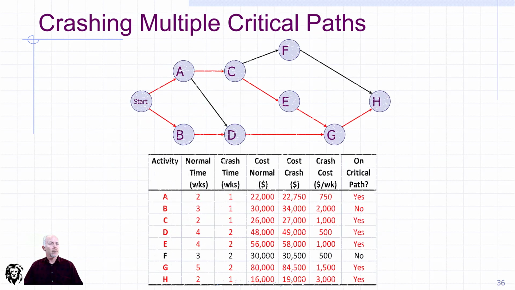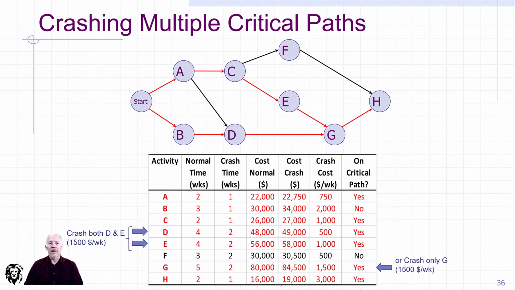So let's look back at what we're at now. We've updated it for the crash that we executed. We now have 2 critical paths, and so if we're trying to save additional time, we're either going to have to crash both D and E. To do both would be $1,500 per week, or crash activity G, because it is shared between the 2 common critical paths, again at the same price. And so you have a choice, and you have to figure out which one makes the most sense for your particular project.